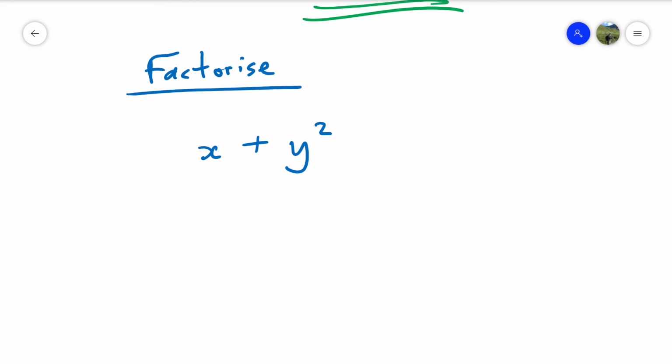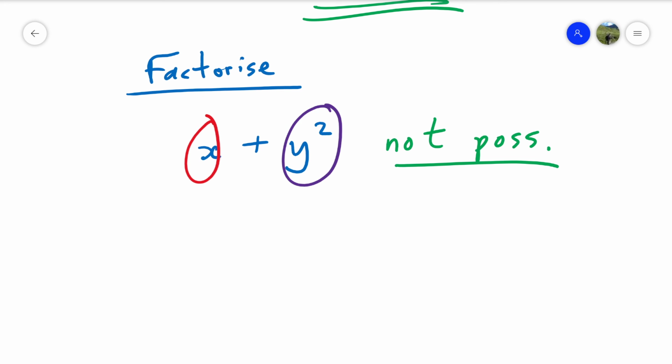Anyway, right, have a go at this question. This is the last one in this lesson. Not possible because we have an x, we have a y squared. Two completely different objects. They cannot be combined because it's a plus or a minus. So we're stuck with them separated. Not possible. See you in the next lesson.